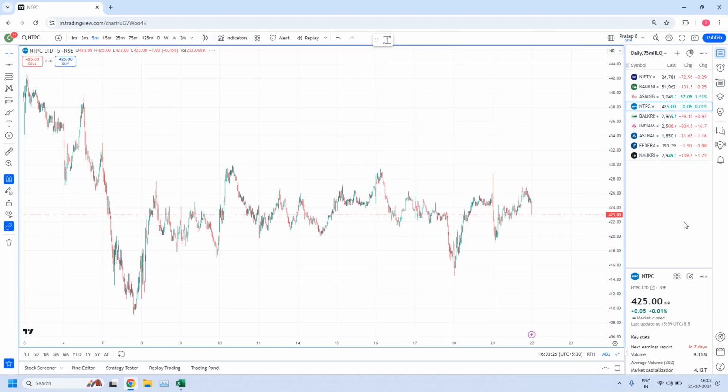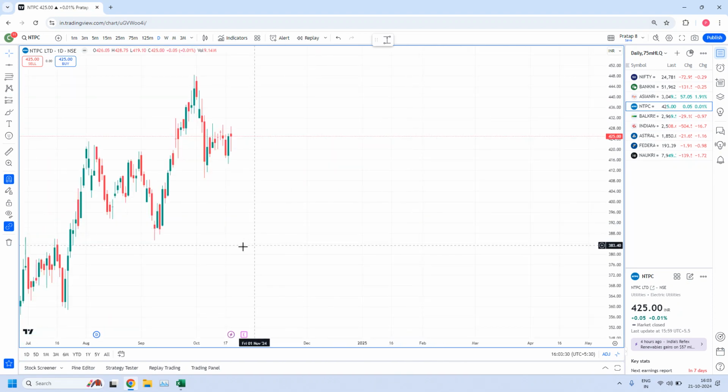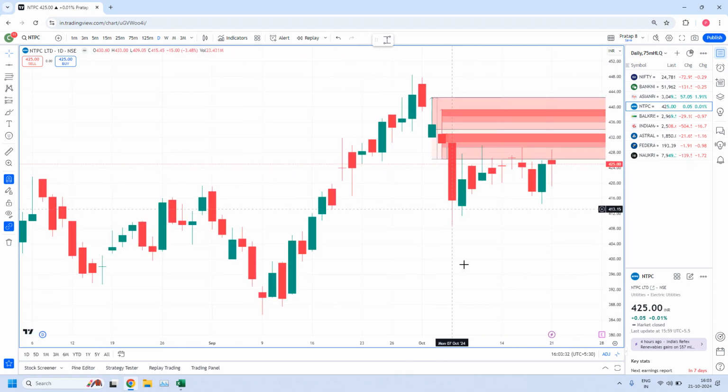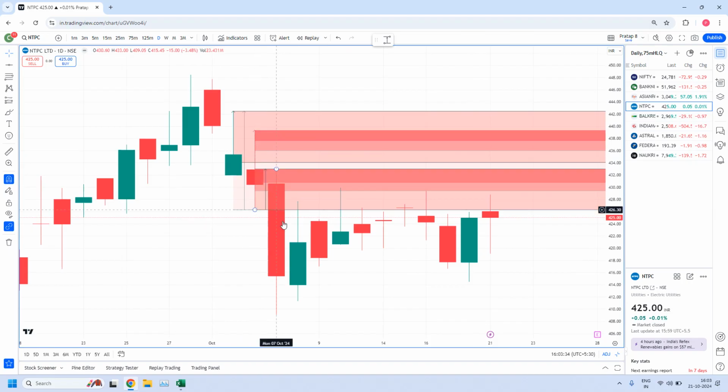Next one is NTPC. NTPC I already discussed in the previous videos, so I am not going to explain it again. Please refer to them. Today also prices entered, but they didn't enter into the fine-tuned 5-minute zone. Just before it, the price came down. That's why we didn't get any trade opportunity here.